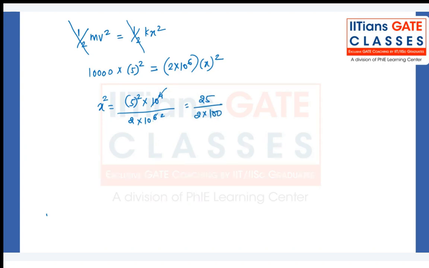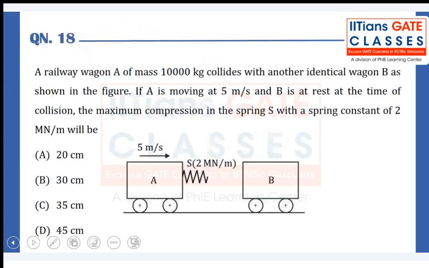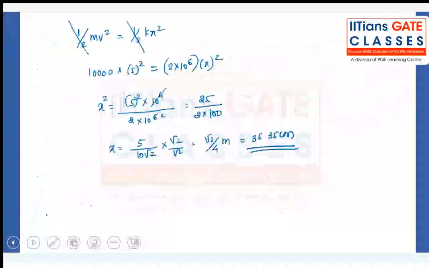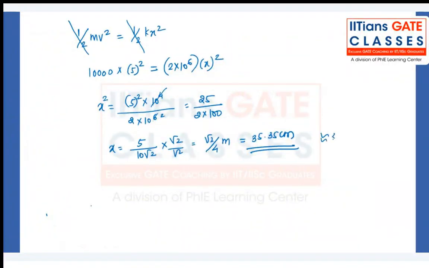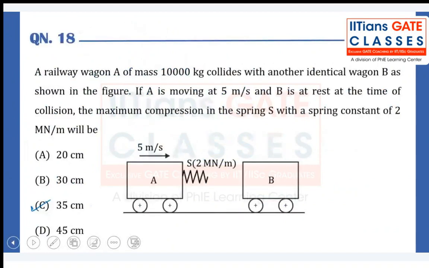And if you write X is equal to 5 by 10 root 2, and multiply with root 2 again, it will be 5 root 2 by 20. So it's root 2 by 4 meter, which gives you 35.35 centimeter. So the answer is option C in this case. Approximately 35 centimeter is the answer. The options are in centimeter.